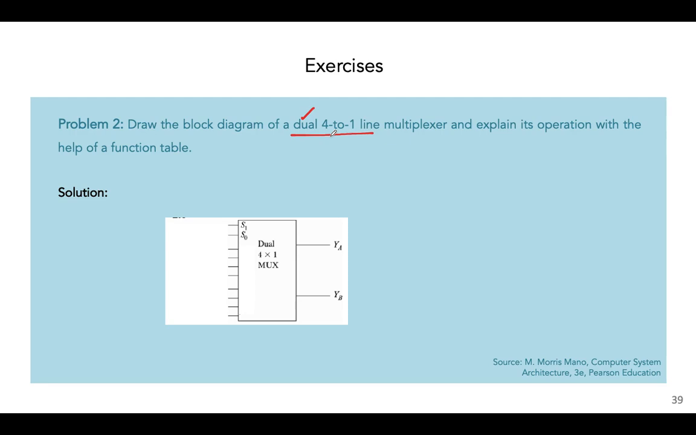If we had two separate 4 to 1 line multiplexers, they would have had a total of 8 inputs and 2 select lines each, which means a total of 4 select lines. But what happens in case of a dual 4 to 1 line multiplexer is that it will have 8 inputs, right? But it will only have 2 select lines. So this is what a dual 4 to 1 line multiplexer looks like. So you can see here we have 4 plus 4, 8 inputs, but only 2 select lines. And these 2 select lines actually control the operation of both these 4 by 1 multiplexers, right?